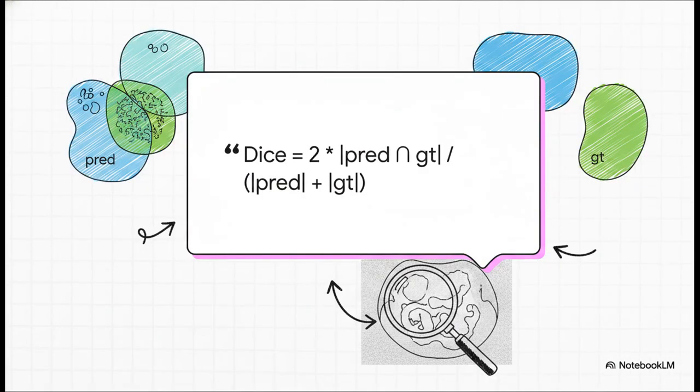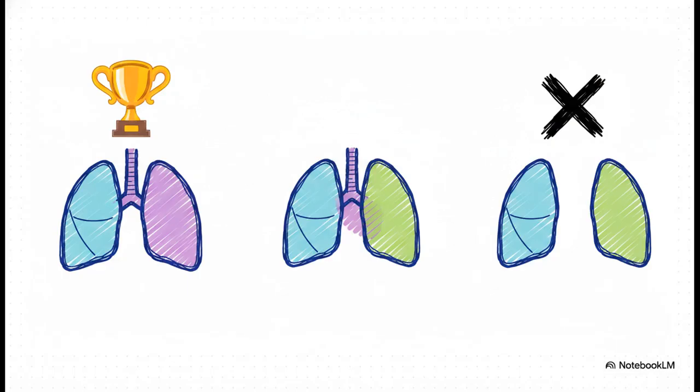Now, don't let the formula intimidate you. The concept is actually really simple. It's all about agreement. It basically takes the area where the two masks overlap, doubles it, and then divides that by the total area of both masks combined. It's just a precise mathematical way of asking, how similar are these two shapes? And the scoring couldn't be simpler. A score of 1.0 means a perfect match, flawless. A score of 0.0 means there was zero overlap at all, a total miss. Everything else just falls somewhere on that scale. It's a clean, simple way to grade the machine.